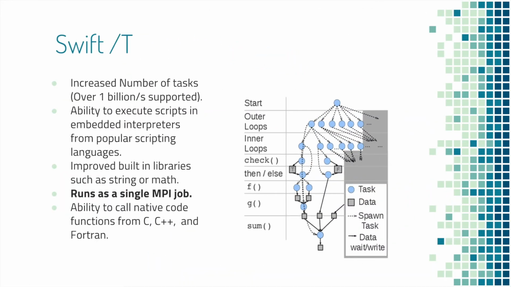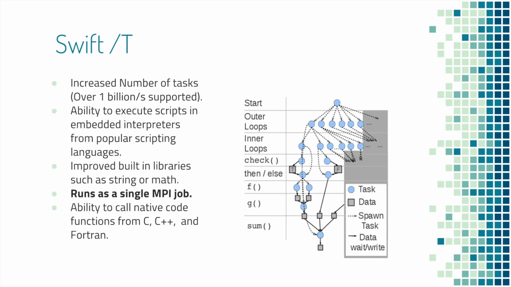Swift-T is a newer version of the original Swift-K. Swift-T runs on a turbine engine, hence its name. While Swift is able to run across a large number of cores, it is limited to a single node. Due to its implementation, Swift-T is able to support a much larger number of tasks than Swift or the previous Swift-K. It also includes various other improvements, such as being able to execute scripts from popular scripting languages and run code from C, C++, and Fortran.